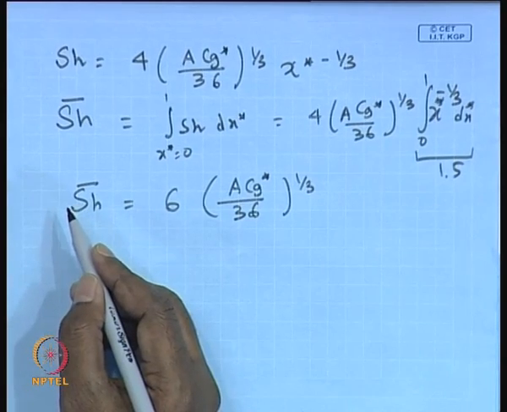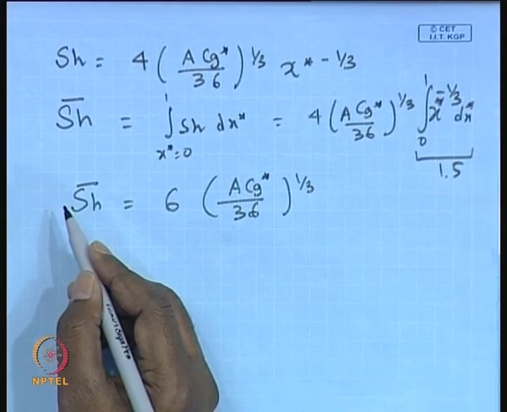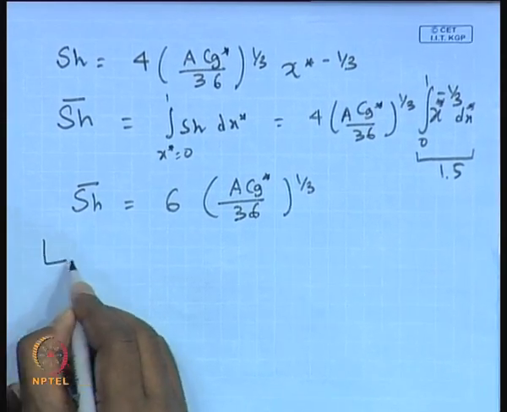Okay. Now, you can put the value of A. Okay, we will do that. Now, next we find out what is the length averaged permeate flux.